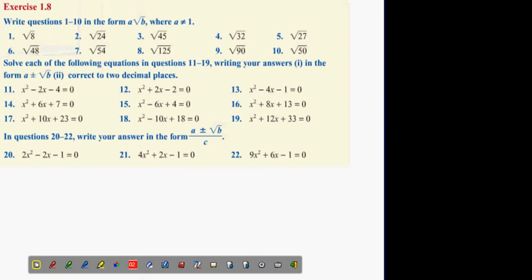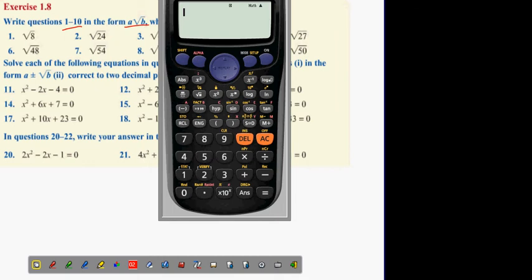Okay guys, so what happens here is questions 1 to 10. What questions 1 to 10 ask you is basically to write the following in the form A root B. The thing about this is that we just have to use the calculator. If I want the answer for root 8, all I have to do is put in the square root of 8, and you can see the answer is 2 root 2. So my answer is 2 root 2.